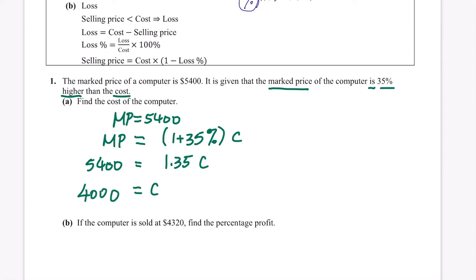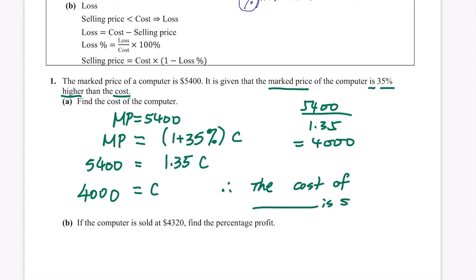Well, basically, we know that this 1.35 is multiplying with this cost. So if you want to get rid of this 1.35, just move to the other side by dividing it. If it's multiplying here, then the other side is dividing it. So 5400 over 1.35 will be 4,000. So now we know the cost of the computer is 4,000. Because computer spelling is too long, that's why I'm not writing.